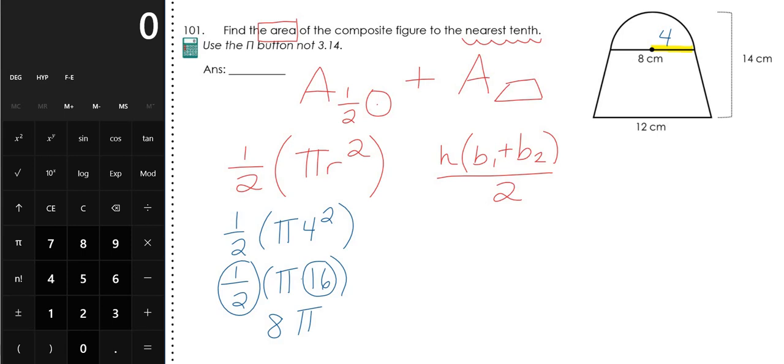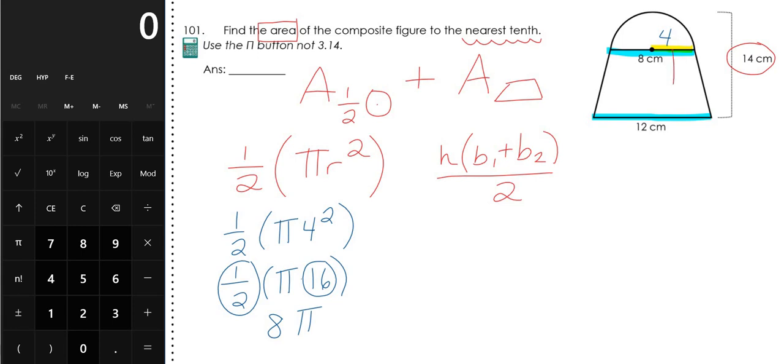Let's take a look at our trapezoid. For our trapezoid, we have 2 bases. The top base is the 8 centimeters. The bottom base is 12 centimeters. And the only other thing I need is the height. Now, they gave me the height of the entire composite figure to be 14 centimeters.